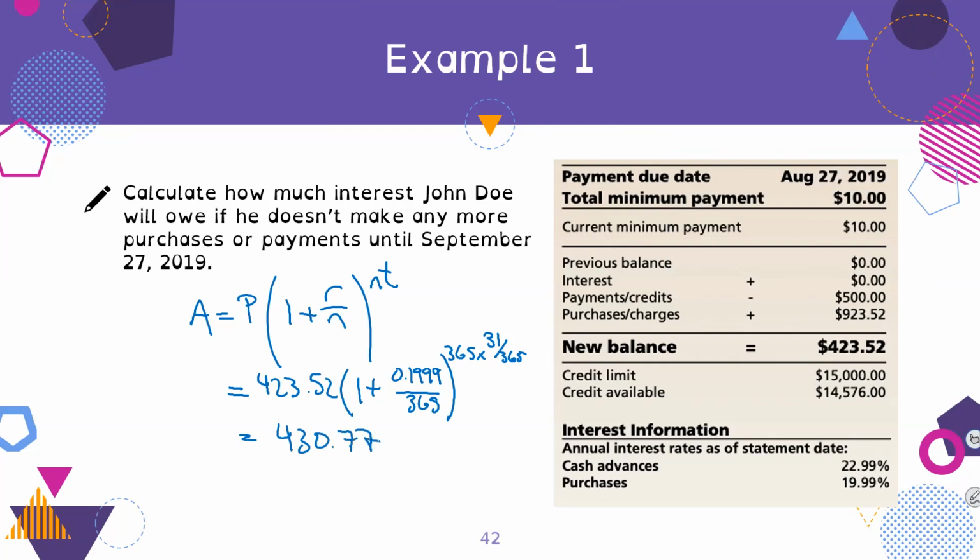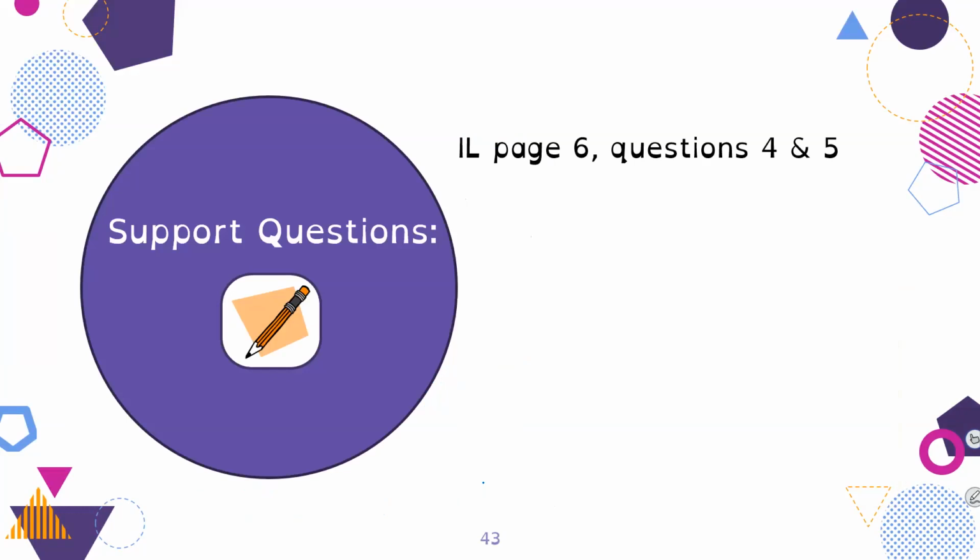Okay, but is that the interest? No, that's the total amount. So remember, interest is equal to your amount, take away your principal. So $430.77, take away $423.52. So that is going to be $7.25 is how much John Doe would have to pay in interest for not paying it for a month. Okay, so now you can do the support questions on page 6, questions 4 and 5.